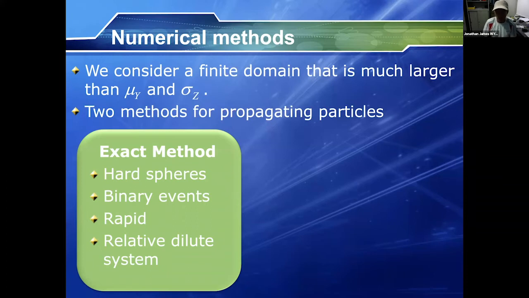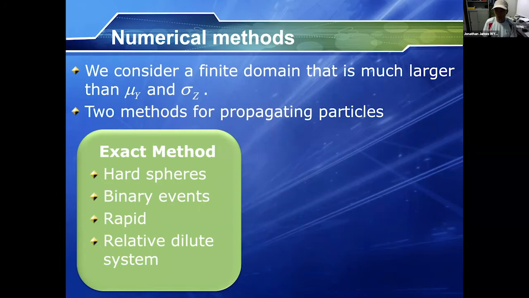You look at all possible pairs of particles, and you work out the time that each pair of particles would collide. Particles are just going in straight lines, so it's easy to do. Having done that, you choose the first event, the first time two particles collide, and that will be our first collision time.